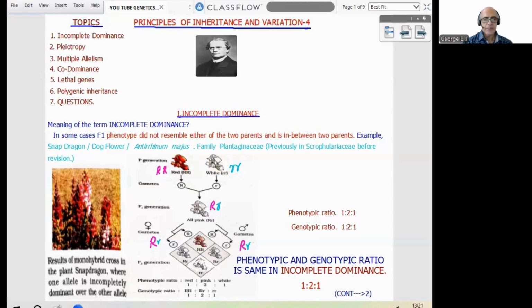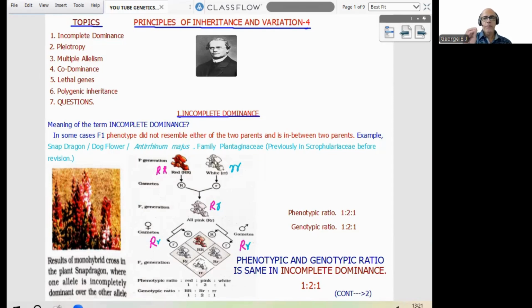Seven headings have been given in the fourth episode of Principles of Inheritance and Variation: incomplete dominance, pleiotropy, multiple allelism, codominance, lethal gene, polygenic inheritance, and finally, our usual pattern of questions, 5 theory, 5 NEET, model question with the key. So we can start with incomplete dominance.